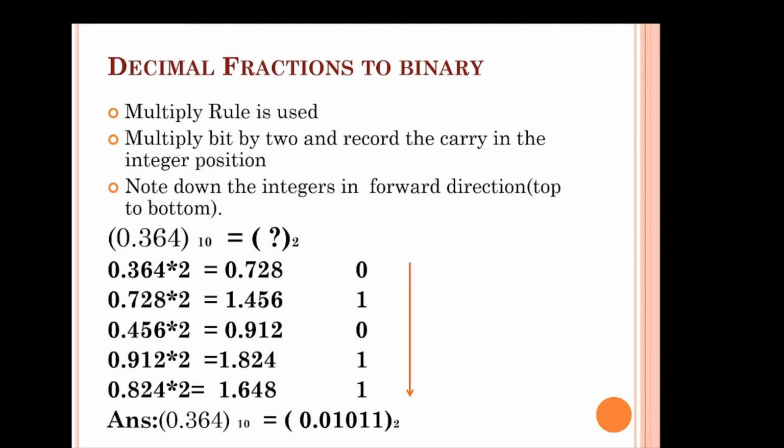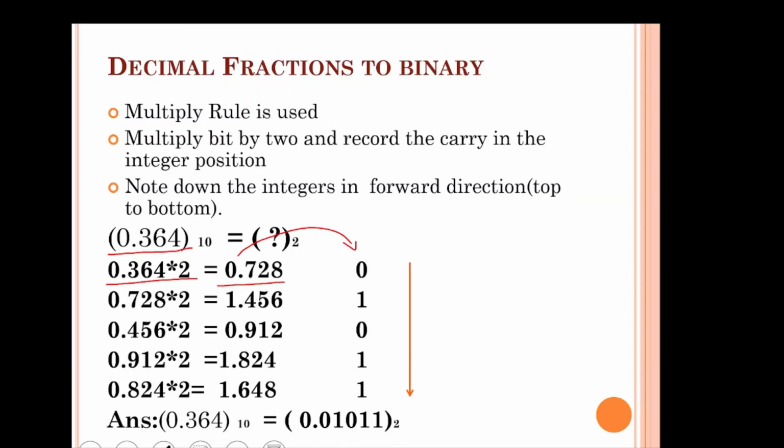For example, 0.364 is given. The 0.364 is to be converted into binary. And for this, we cannot use the successive division method. For the fractional part, we have to use the successive multiplication method. You have to multiply this fractional part by 2. The answer is 0.728. From here, you have to note down only the integer part. Here the integer part is 0.